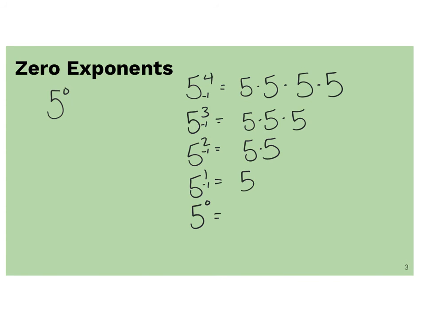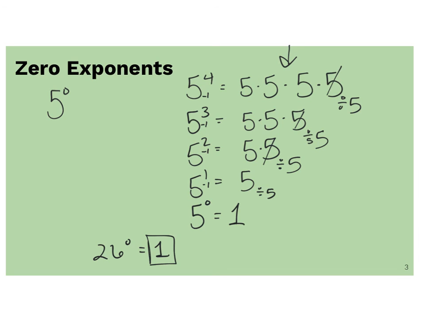So why is this not 0? Well, what's the pattern on the right side? The pattern on the right side is that I'm dividing by 5, right? If I divide by 5, then this decreases by one of these 5s, right? This one goes away. And if I divide by 5 again, this one goes away. And if I divide by 5 again, so if I take 5 and I divide by 5, it's not 0, it's 1. Anything to the 0 power is equal to 1. So if I have 26 to the 0 power, it's going to equal 1, not 0.